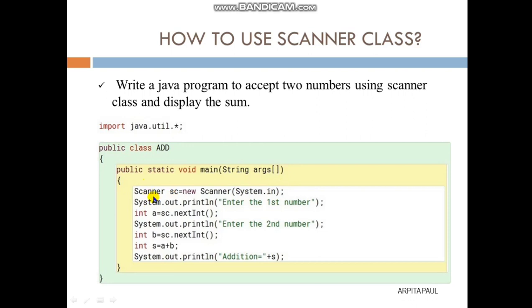Now we have to input two numbers. How to do that? For that, I have added one statement, that is System.out.println within double quotation, "Enter the first number". Okay, so to input the first number, we are declaring a variable a which is integer type. So int a = sc.nextInt(); See here, sc is the object name of the scanner class which we have declared here. Same object name you have to use here.